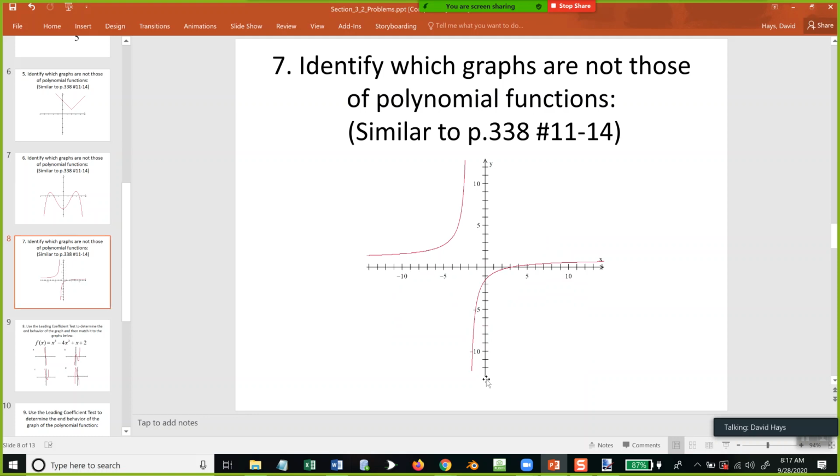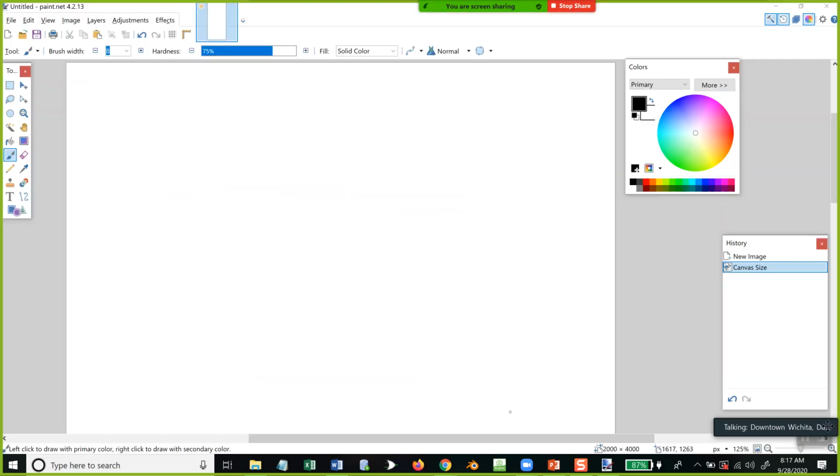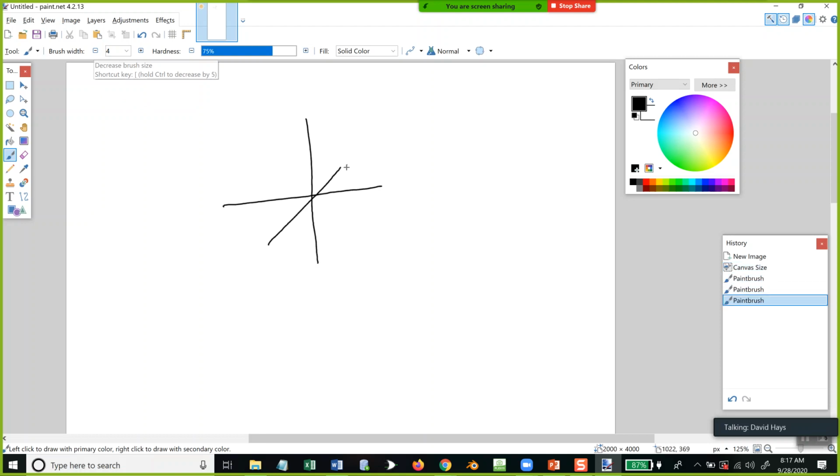Now this problem would not be a polynomial because you notice I have a gap right here. So if you have a gap, it's not a polynomial. So the answer here is no. This is actually a rational function. That's what causes that to occur. Now, the one example I don't have of this is a hole. A hole is where your graph is going across, and there's a hole in it. It would look like that. So that would not be a polynomial because of the hole.